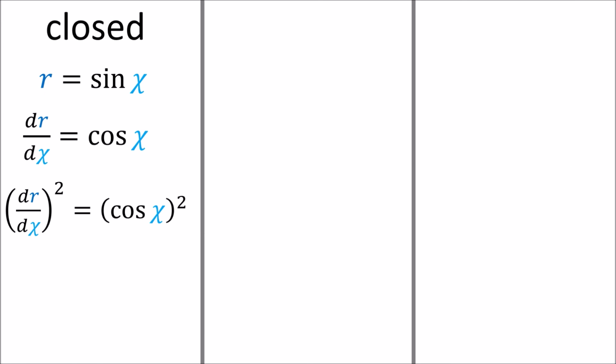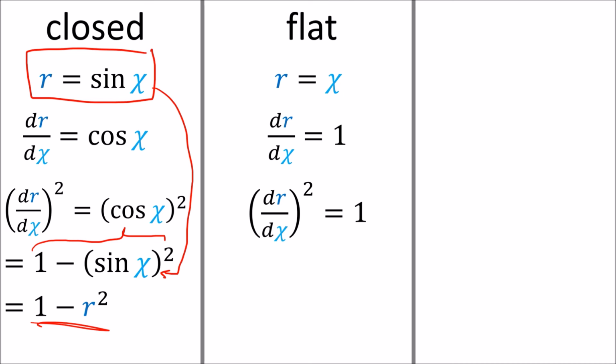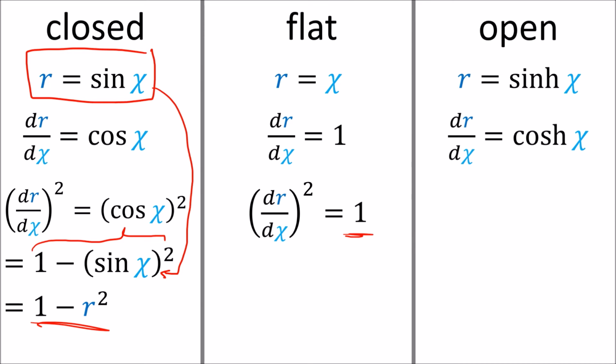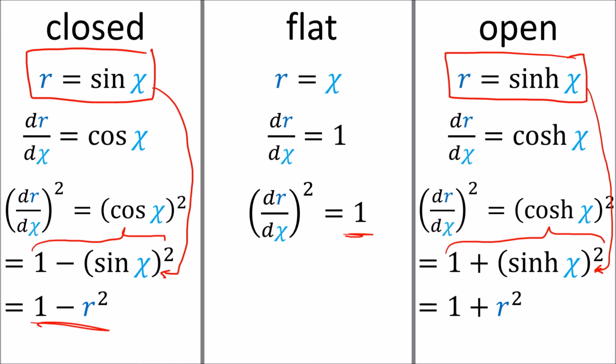For the closed universe, cosine of chi squared is just 1 minus sine of chi squared. And since sine of chi is just r, this is also equal to 1 minus r squared. For a flat universe, we just leave 1 squared as 1. For the open universe, cosh of chi squared equals 1 plus sinh of chi squared. But since sinh of chi is just r, this becomes 1 plus r squared.